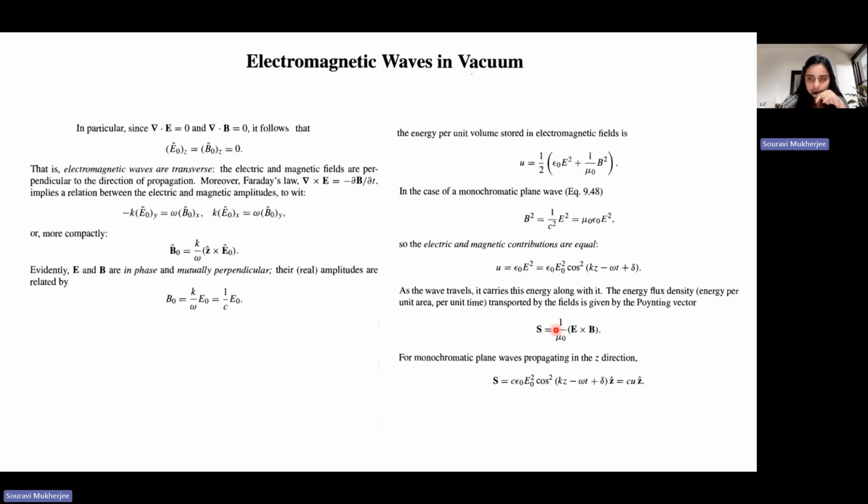where if you have a wave propagating, you can define a Poynting vector, which is given as E cross B by mu naught. It is in the direction of propagation of the wave, and it quantifies the energy flux density associated with the wave. Now this is for vacuum. For other media, the speed of the wave will vary based on the permeability and the permittivity of the medium, right? So mu naught and epsilon naught have to be replaced by mu and epsilon for that medium.